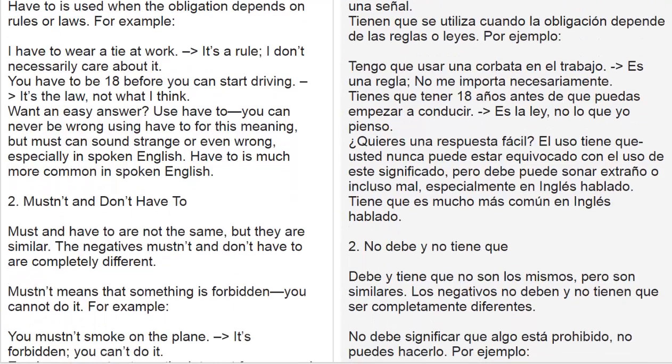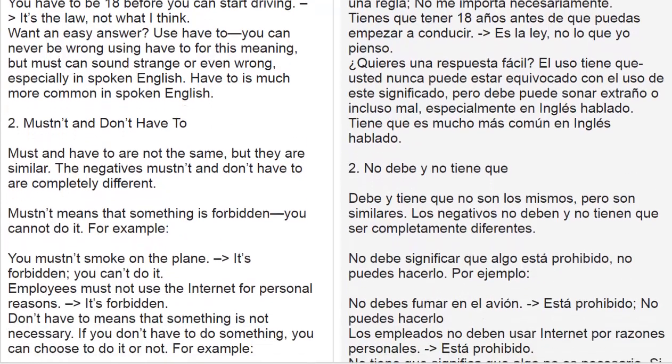You have to be 18 before you can start driving. So again, that's the law. It's not what I think. It's just the law. You have to. You have no choice. Okay, so if you're not sure in a situation whether you should use must or have to, and you're thinking which is correct, must or have to, use have to. You can never be wrong using have to. But if you use must, it can sound strange or it can be wrong, especially in spoken English. Have to is much more common in spoken English.